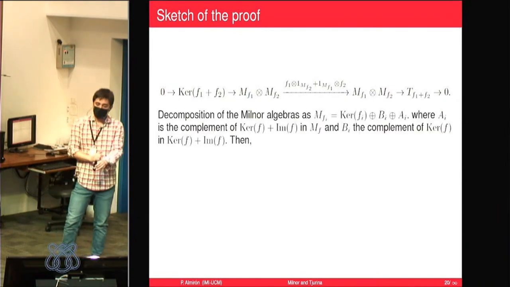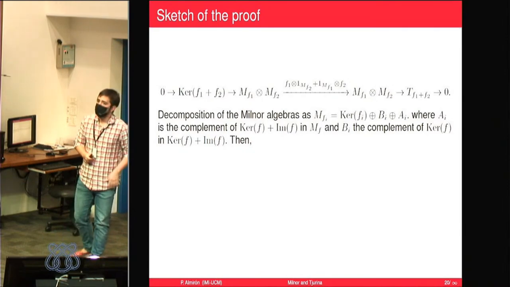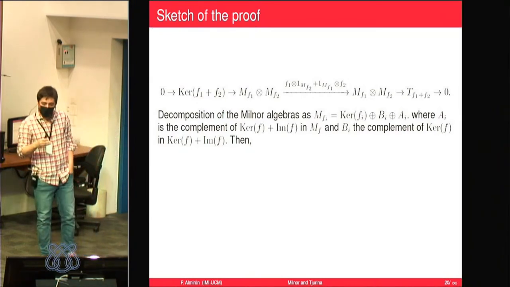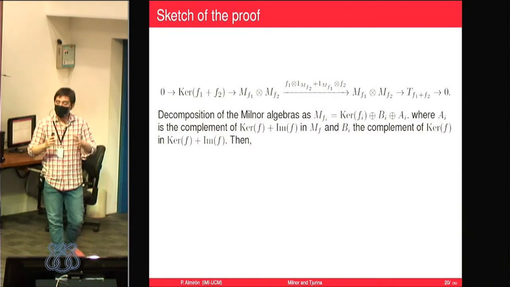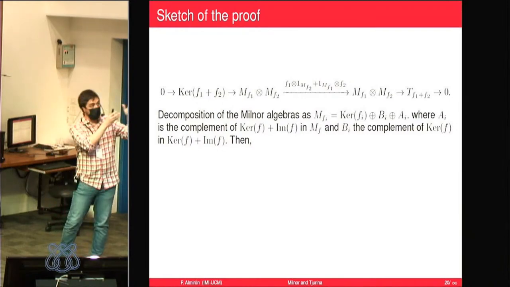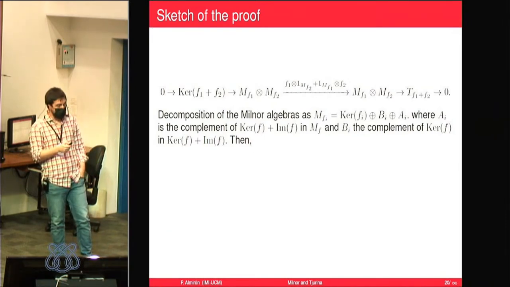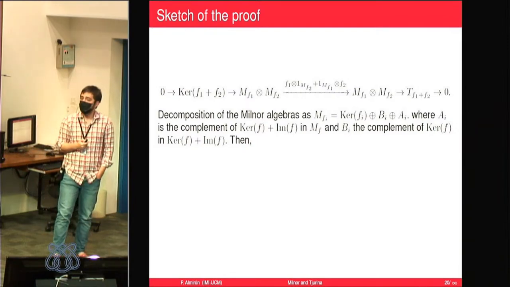First, let me introduce the notation. So what we are going to use is a trick. We are going to consider a decomposition of the Milnor algebra as follows. We first take the kernel of the multiplication map on each Fi, okay? And then Bi essentially is the image when we delete the intersection between the kernel and the image.